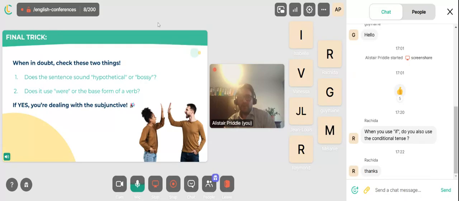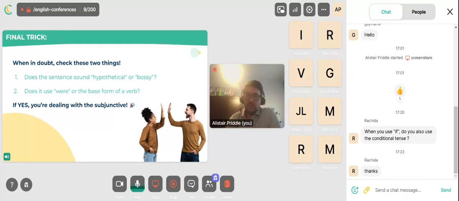So let's check a final trick. When in doubt, check these 2 things. Does the sentence sound hypothetical or bossy? Does it use were or the base form of a verb? If yes, you're dealing with the subjunctive.